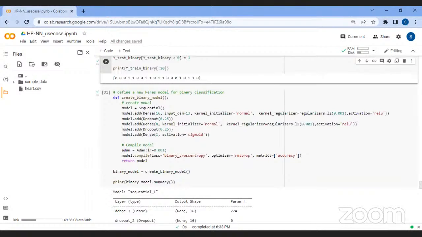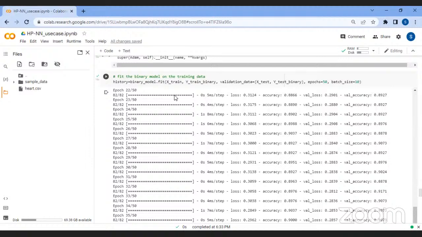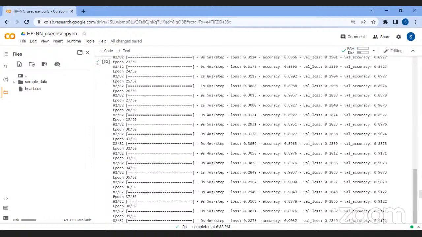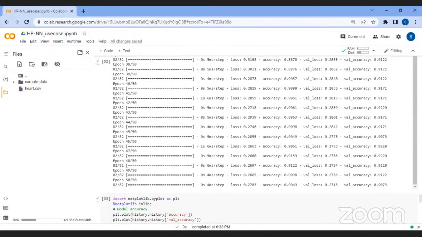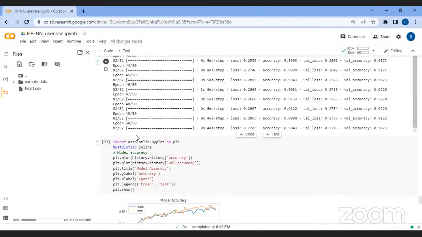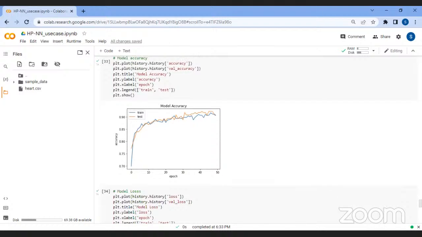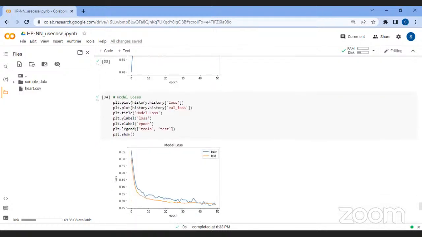So we have repeated the process. We have used a Keras model for binary classification, and we have fit the binary model to our training data. After completion, here we can see the accuracy is 0.90. So these are the values we have compared.